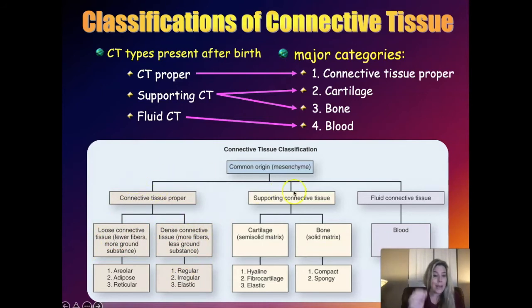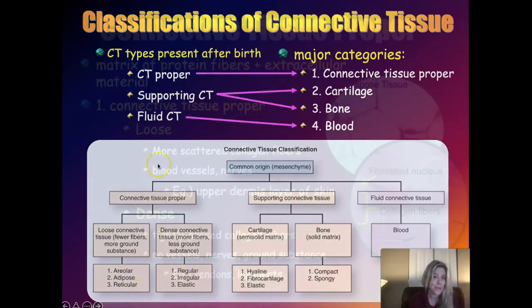So for now, connective tissue proper, supporting connective tissue, and fluid connective tissue are the 3 overarching categories. And then from there, connective tissue proper is loose versus dense, supporting is cartilage versus bone, and fluid is just blood. So let's dive into connective tissue proper and learn all the subcategories and the sub-subcategories.